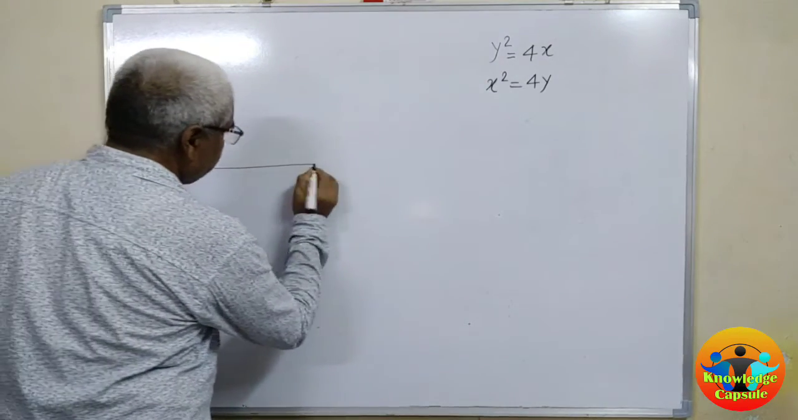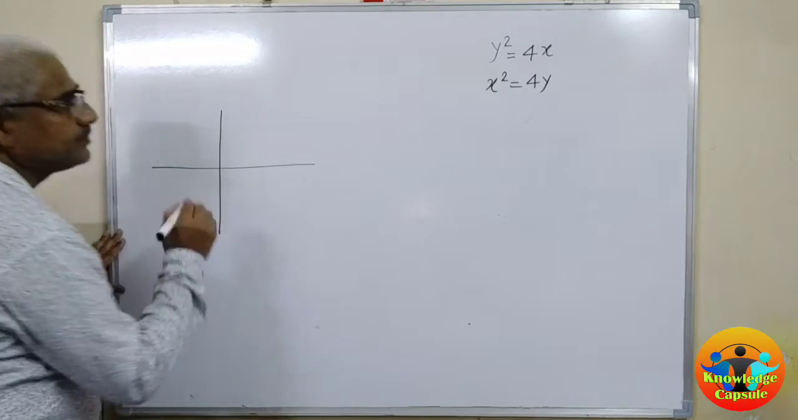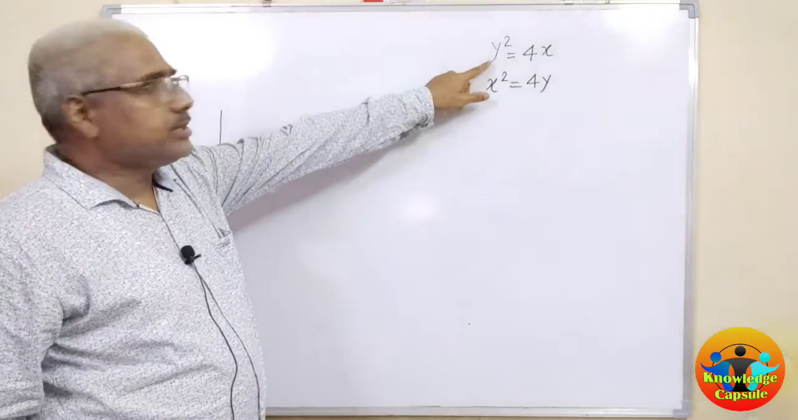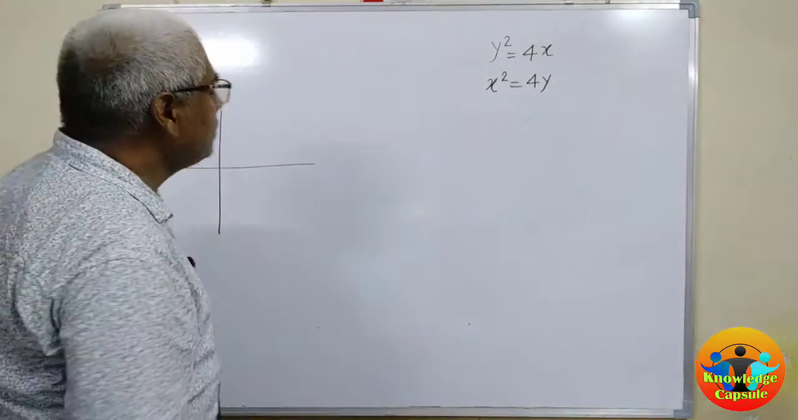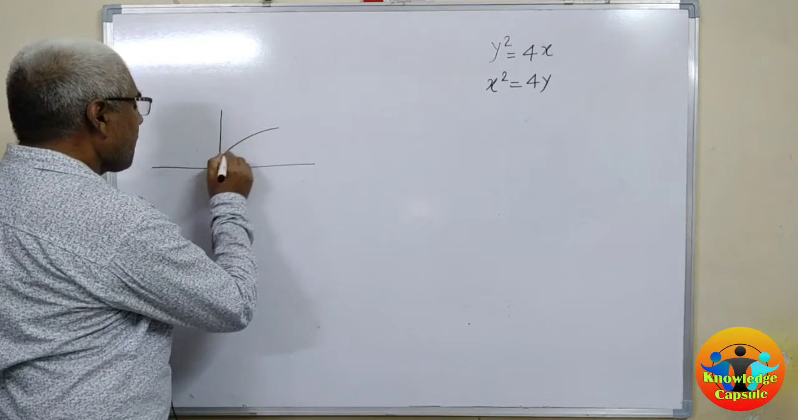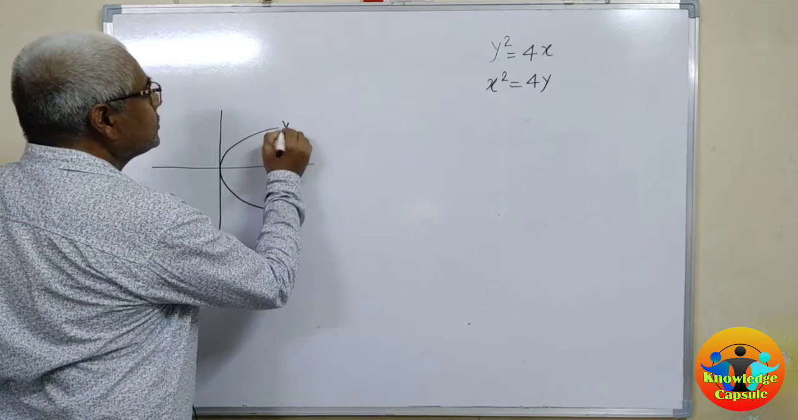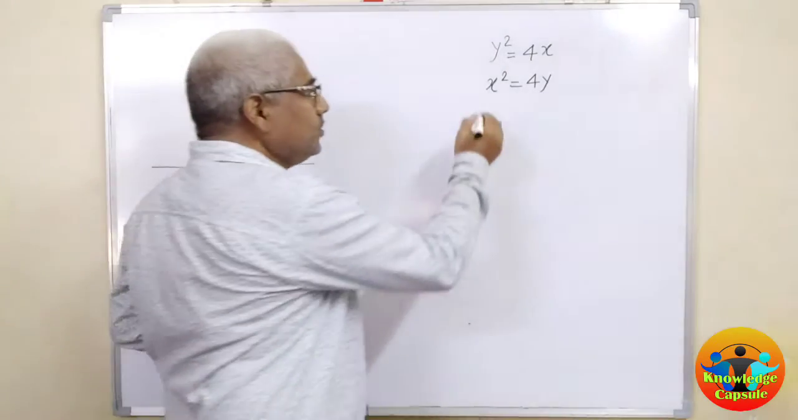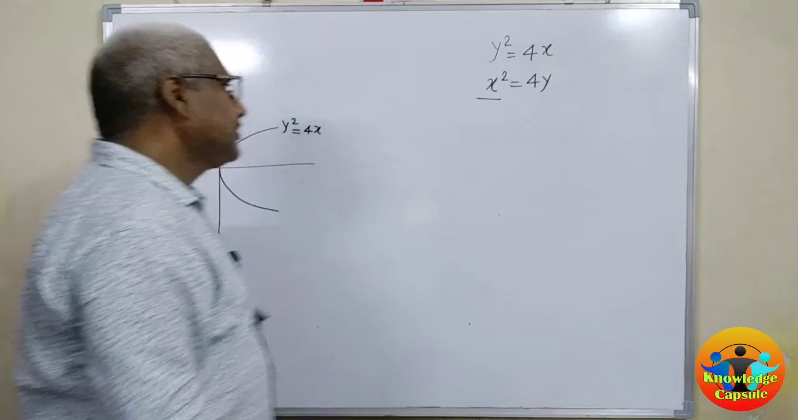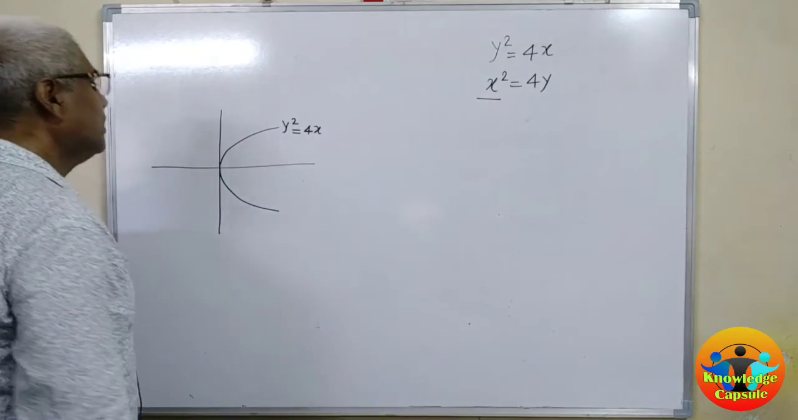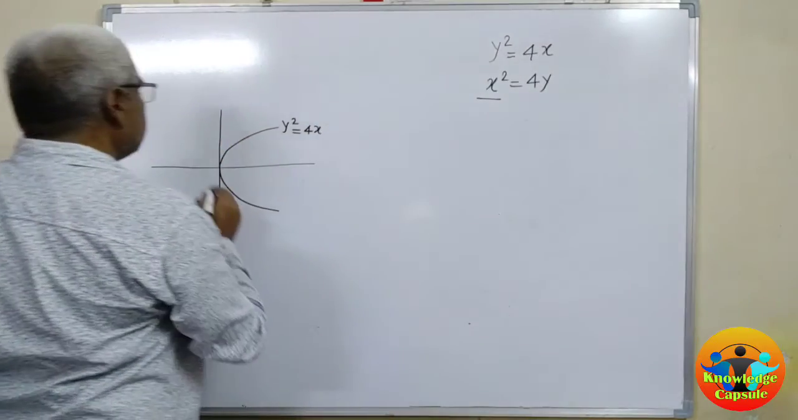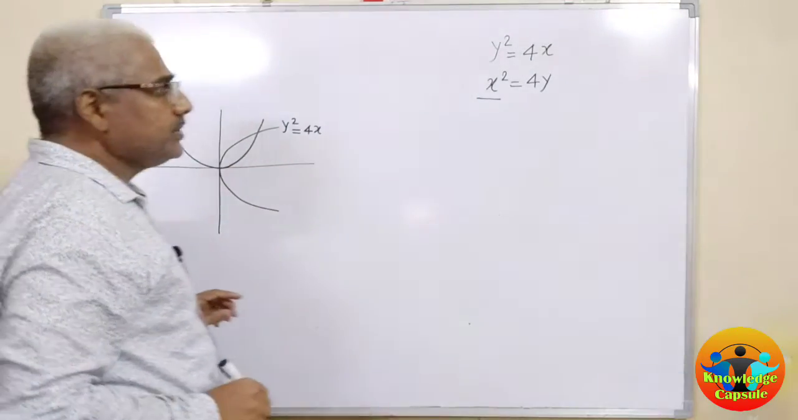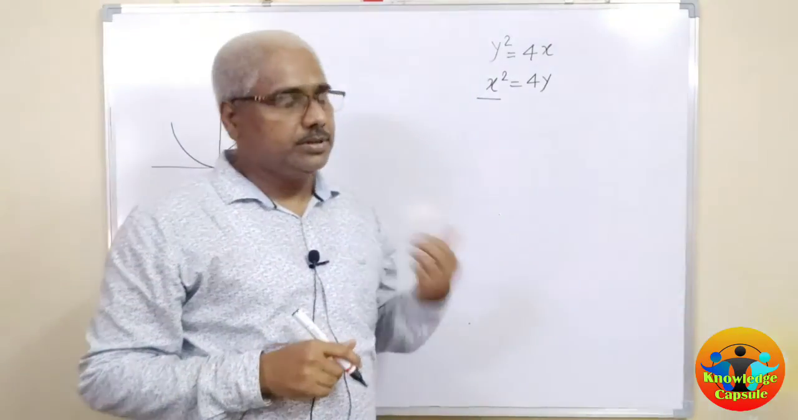This is x-axis and this is y-axis. As in curve 1 equation we have y square term, this curve will be symmetrical about x-axis. This curve is y square is equal to 4x, and curve 2, as we have x square term here in the equation of curve 2, this curve will be symmetrical about y-axis. If we have x square term in the equation, then it will be symmetrical about y-axis.